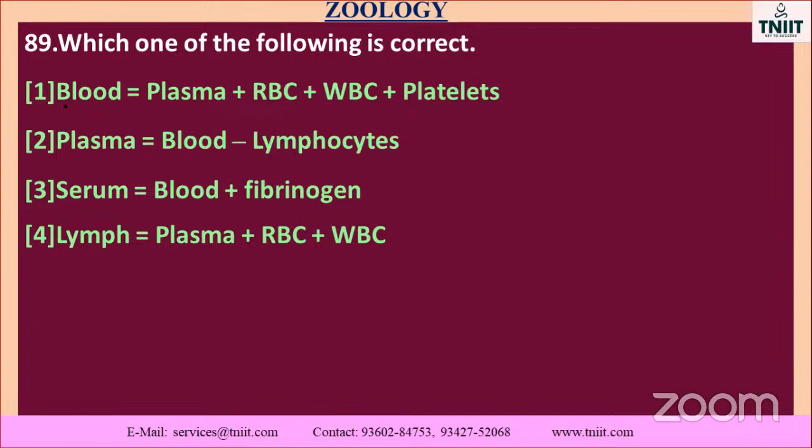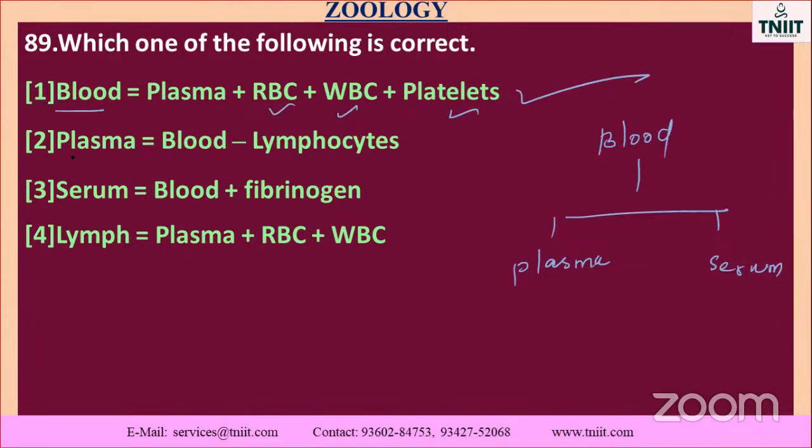Listen, my dear students, blood. Already we saw it just now, blood. Blood contains what? Two parts, plasma and serum, isn't it? So blood, plasma, it comes. Automatically, you know, blood contains RBC, WBC, platelets. So this one is the correct answer. Plasma does not contain blood. Minus lymphocytes, it is not like serum. Others are wrong.